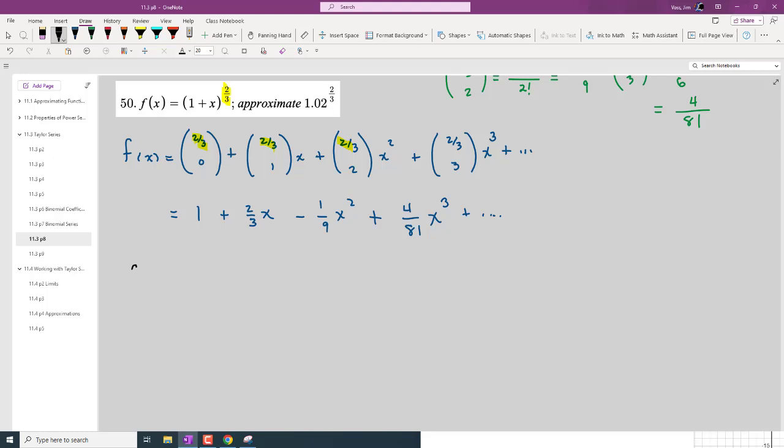0.02. So x is going to be 0.02, right, because it's 1 plus x, so the value is 1.02 and the x value is 0.02. So we're saying that 1.02 raised to the 2/3 power is approximately equal to 1 plus 2/3 times 0.02 minus 1/9 times 0.02 squared.